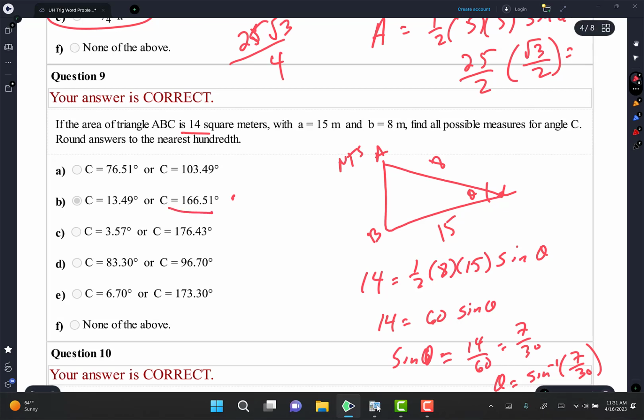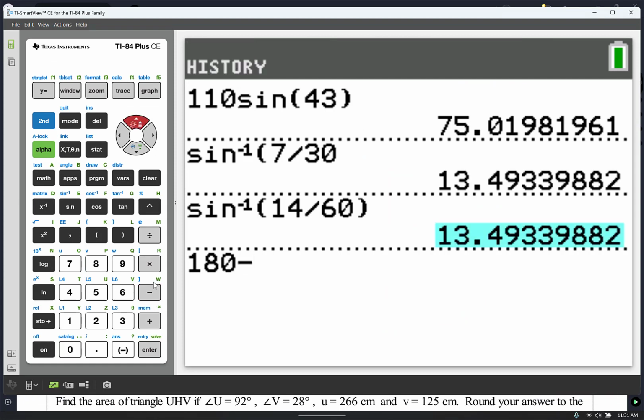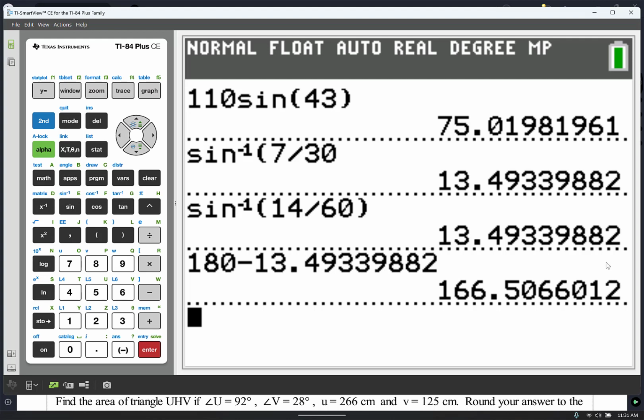Well, remember that that's not the only answer that will give you 14. You could also subtract it from 180, guys. So if I go 180 minus this angle, this is another answer. And I know what you're saying, how is this another answer? Well, check it out. It could have been an obtuse triangle, right?